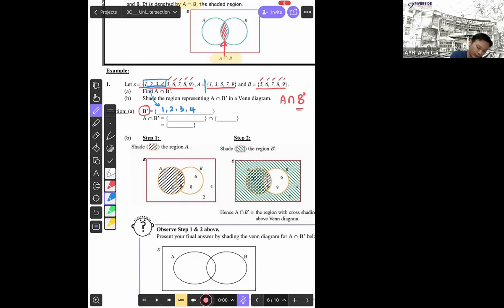Now we know B complement is this. Now we have to compare with A, because we are supposed to find the intersect between this and this. So let's do a comparison. What are the common elements that we have for both B complement and A? We have 1 in common. We have a 3 in common. Anything else in common? Nothing else. We don't have a 5 in B complement, we don't have a 7, we don't have a 9.